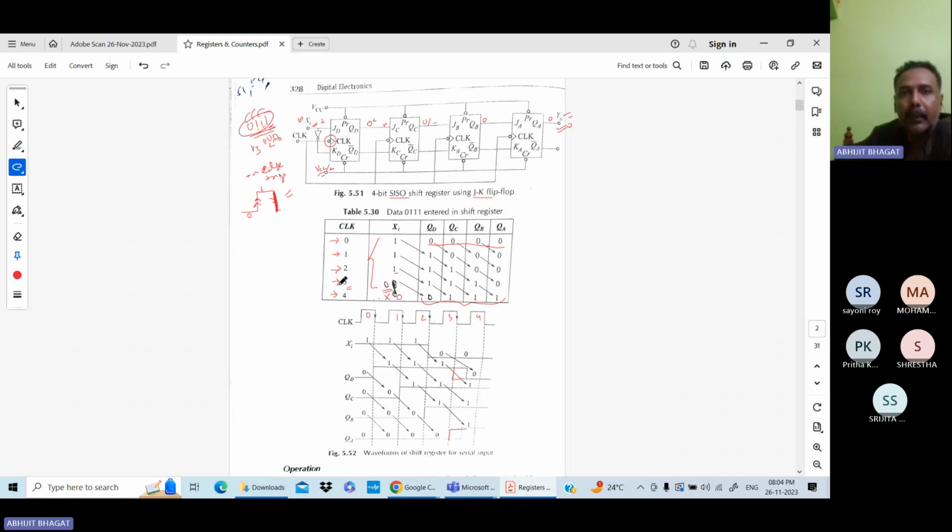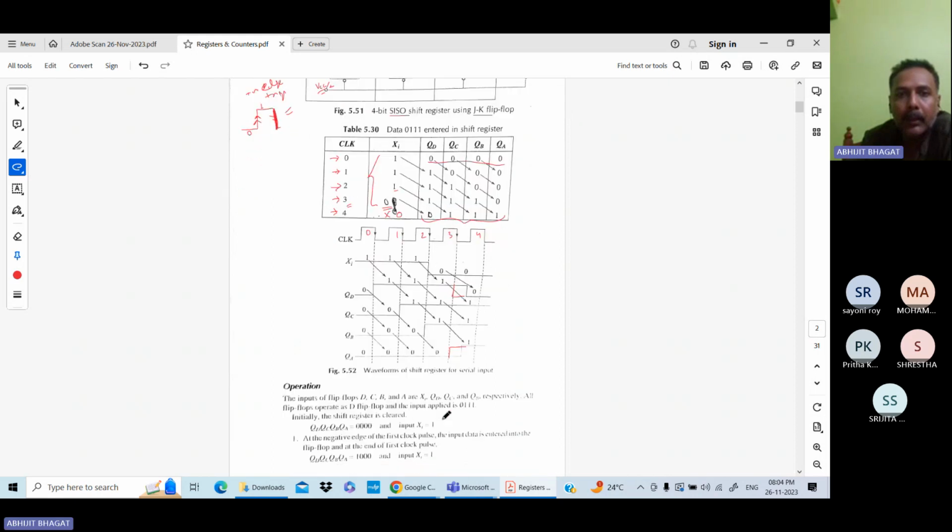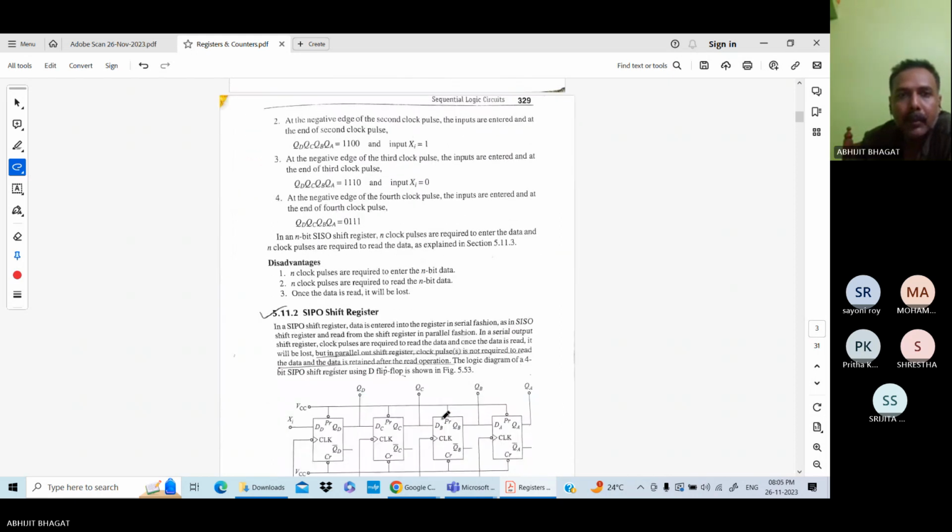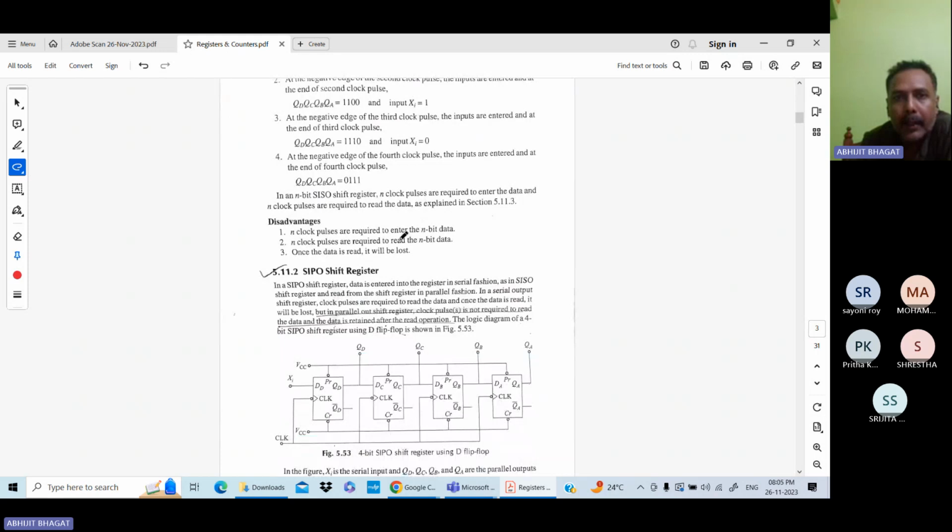You have to understand this: how the data is in the flip flop and how the data is out of the flip flop. You can see here n clock pulses are required to enter the n bit data. N clock pulses are required to read n bit data. Once the data is read, it will be lost. One by one it goes out, so after reading once, on the next clock pulse the data will be changed and the data will be lost. So these are the disadvantages of this type of system.